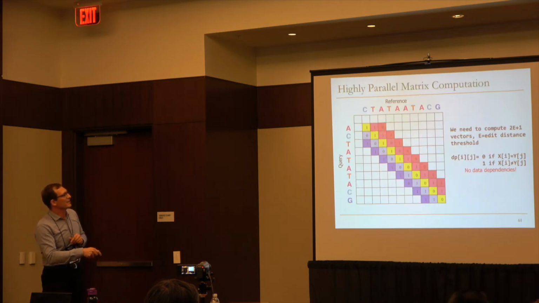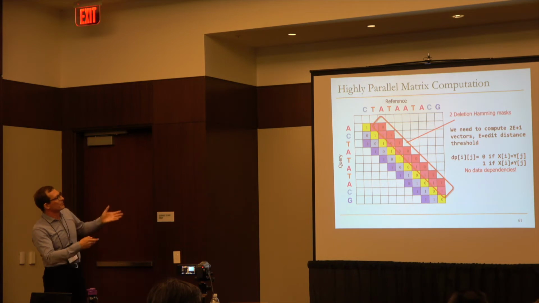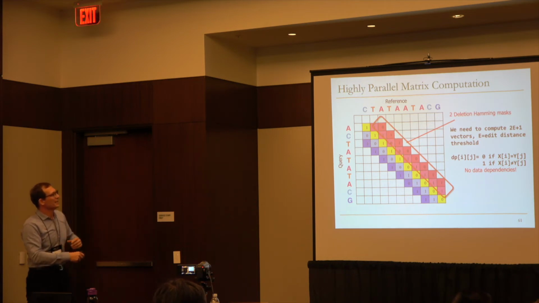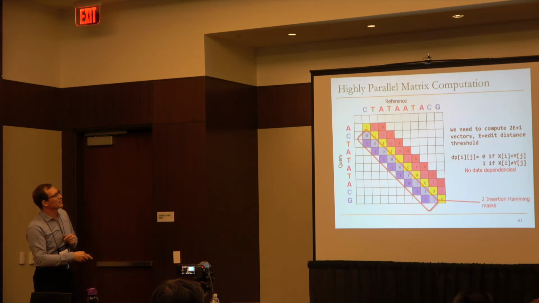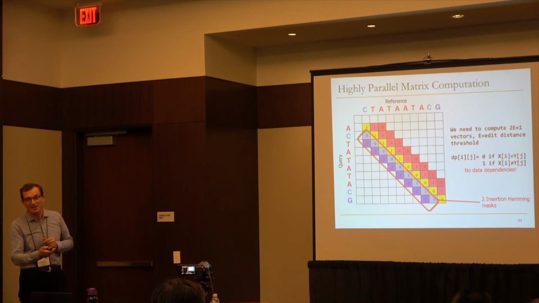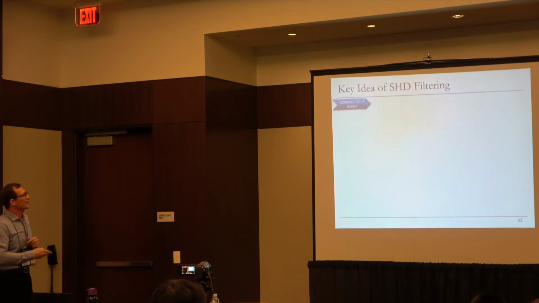We create, if you go back to the dynamic programming matrix, we have these 2 deletion Hamming masks over here, and then these 2 insertion Hamming masks over here, and then you can compute them completely in parallel without any data dependencies. So let's take a look at how this works.